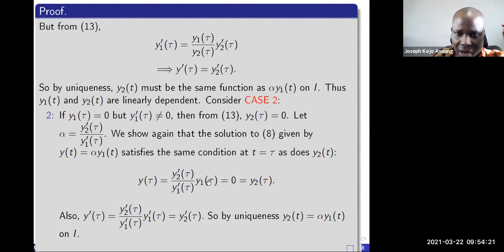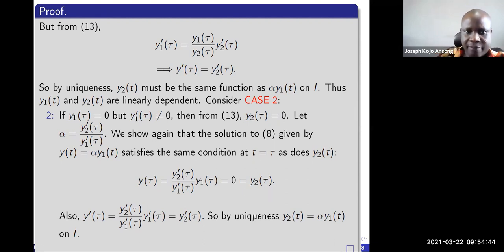Now y1 at tau we said is 0, right? Under this condition, condition 2 or case 2, y1 at tau is 0. Therefore, this is equal to 0, and that is equal to y2 at what? At tau.